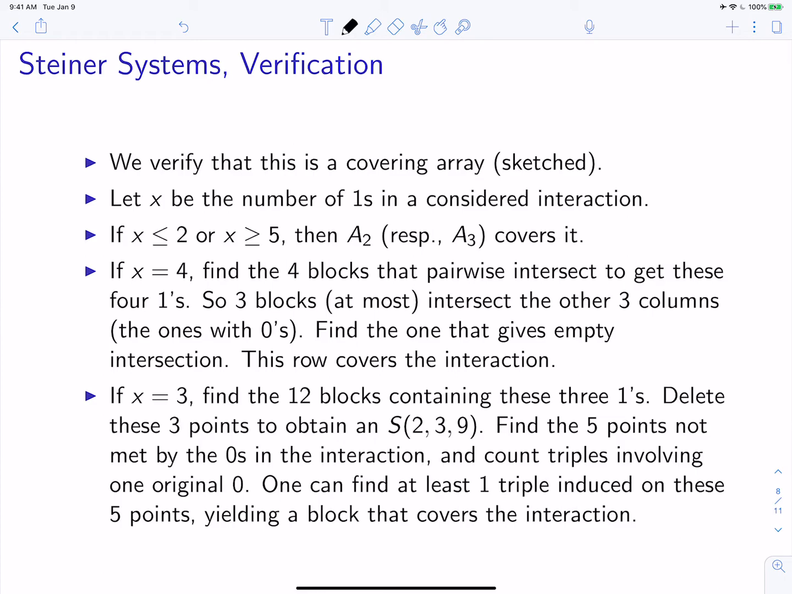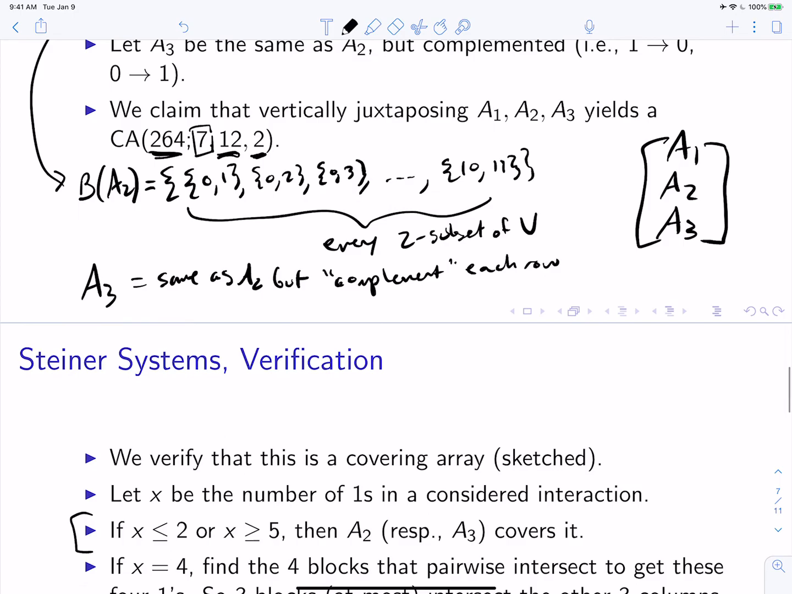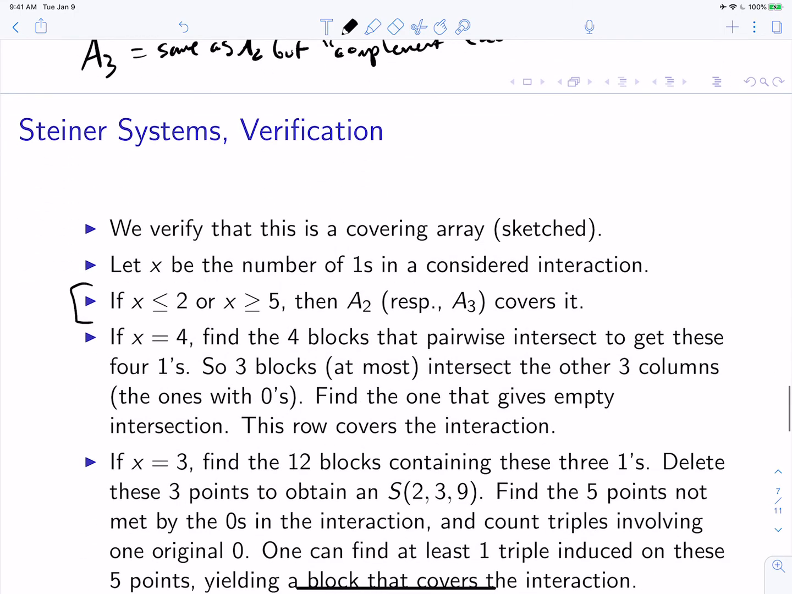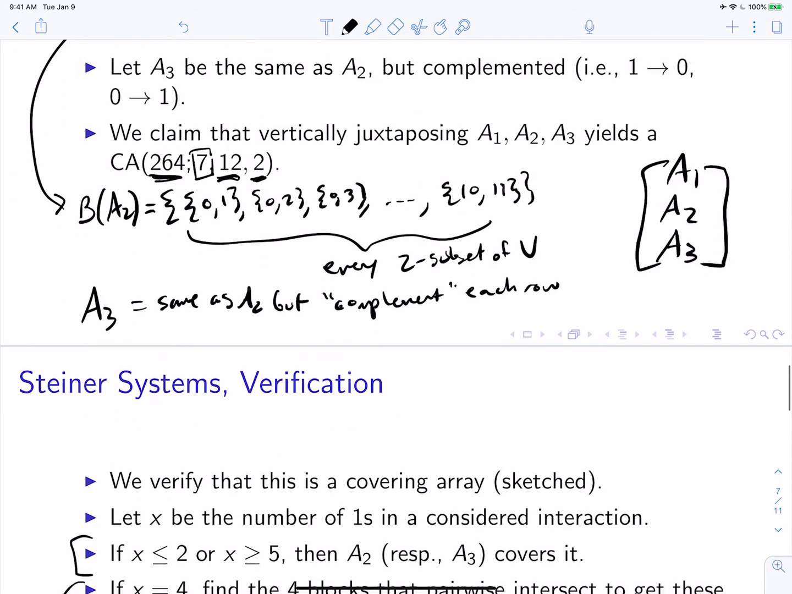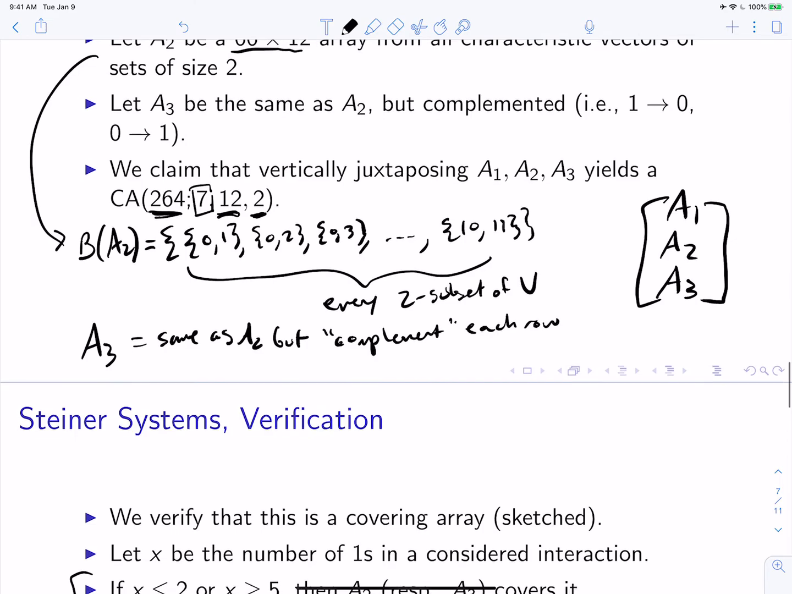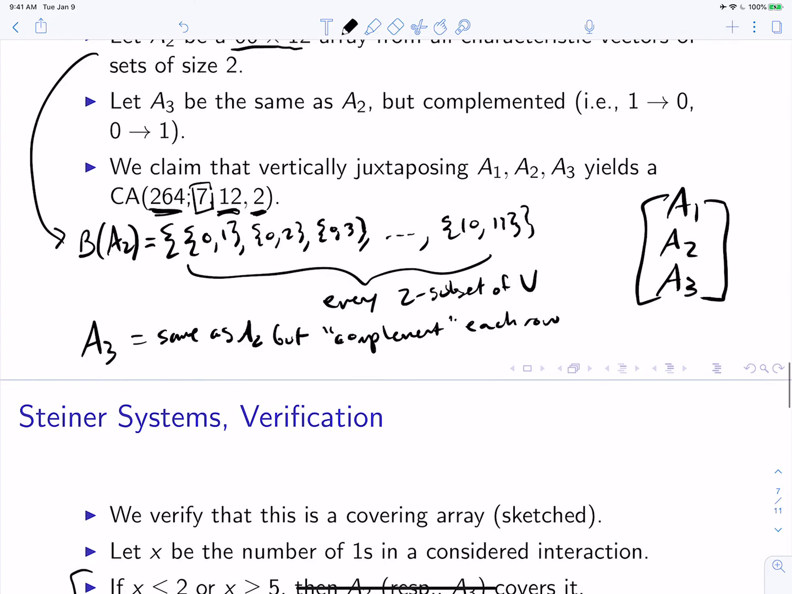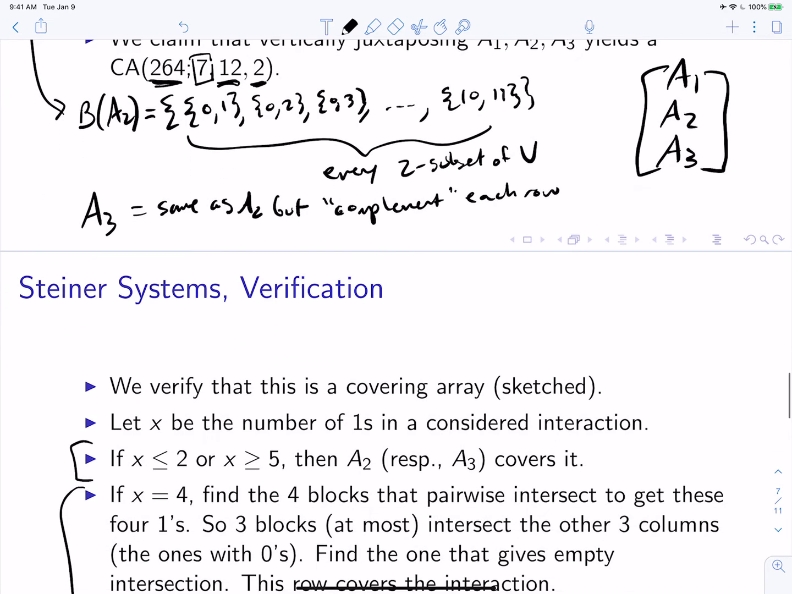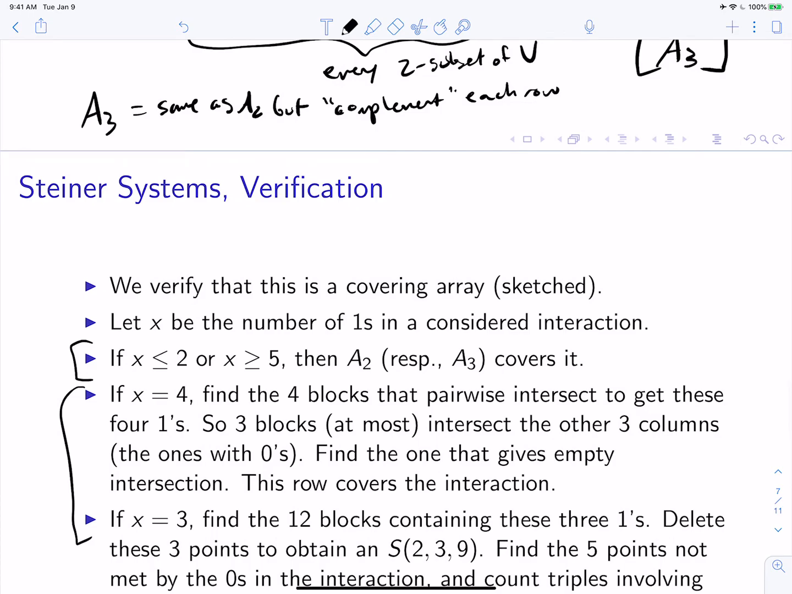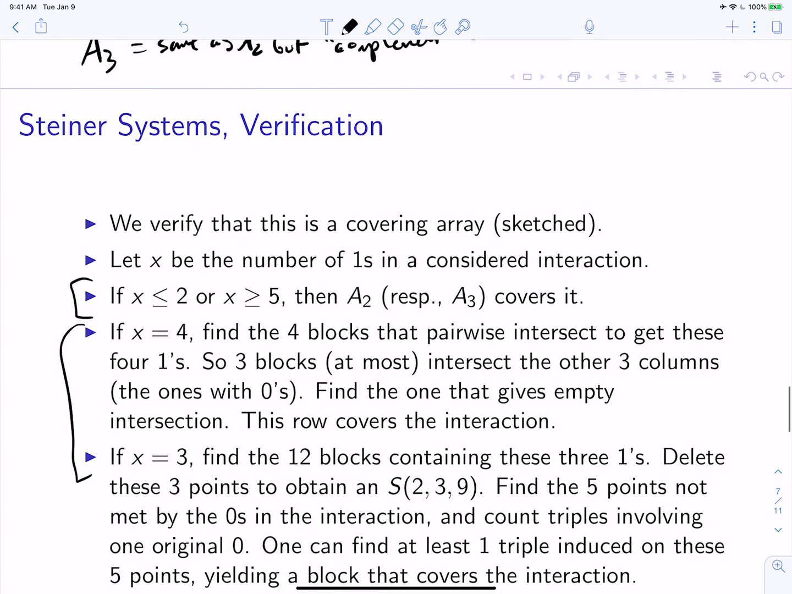The idea is that if you have a few number of 0s or 1s, then the A2 or A3 array is going to cover you. But if you have one of the 2 middle values, then what will happen is that you will find a block for which you are a subset of that block, which means that you will be able to be covered in some row.